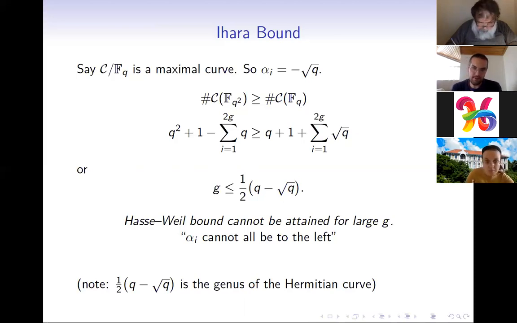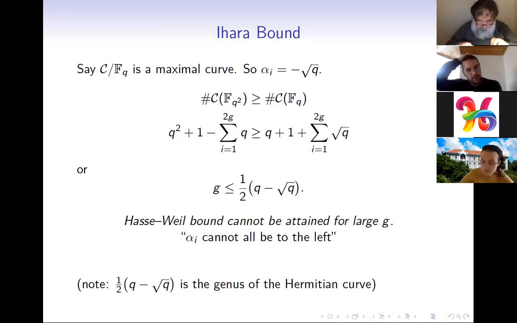Another interesting thing to note is that this upper bound that you get for the genus of maximal curves is just the genus of the Hermitian curve. So not only is the Hermitian curve a maximal curve, but it is the maximal curve of highest possible genus.